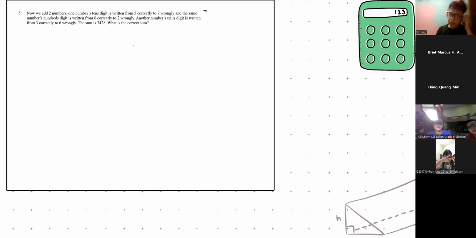So number 5. This one is kind of tricky because it's kind of confusing, right? However, I think this will be easy if you know how to do it. Okay? So tens digit is written from 5 correctly to 7 wrongly. So what does that mean? Meaning, since we add two numbers, the total sum is increased by 20, right? So this total sum here is increased by 20 wrongly.